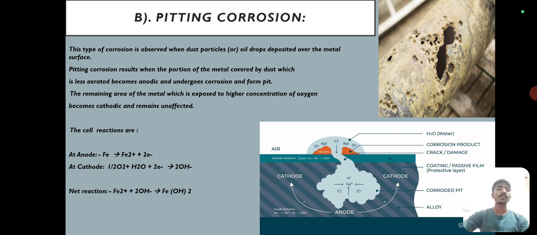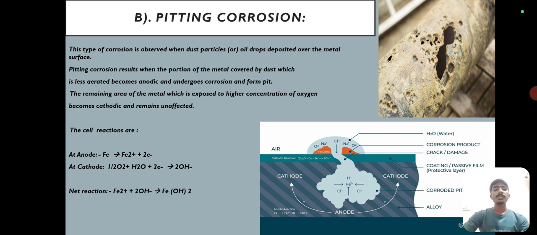And the next is fatigue corrosion. This is a type of corrosion observed when dust particles or oil droplets are deposited over a metal surface. Fatigue corrosion results when the portion of the metal covered with the dust, which is less aerated, becomes anodic and undergoes corrosion to form a pit. The remaining area of the metal which is exposed to higher oxygen becomes cathodic and remains unaffected.